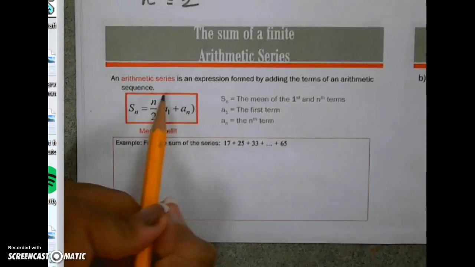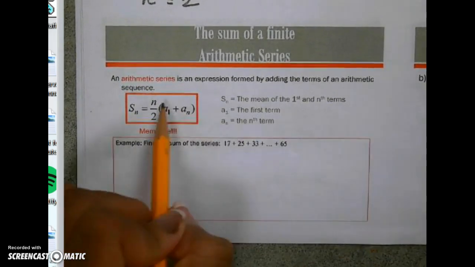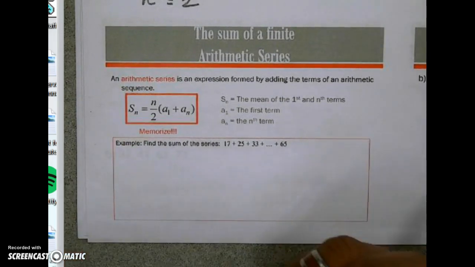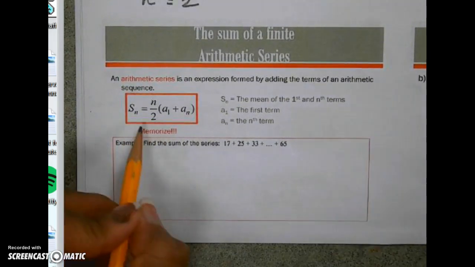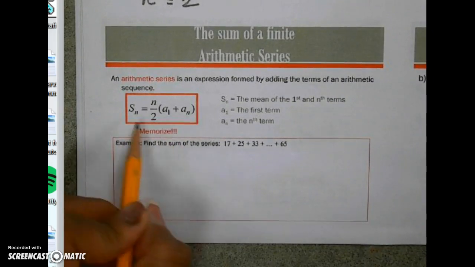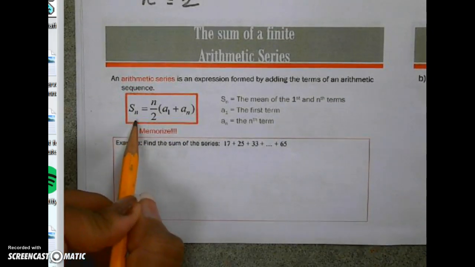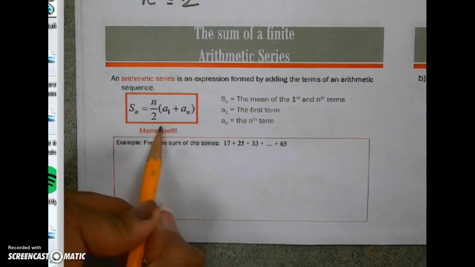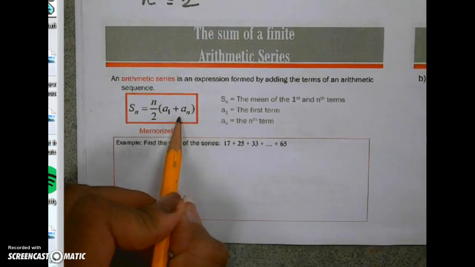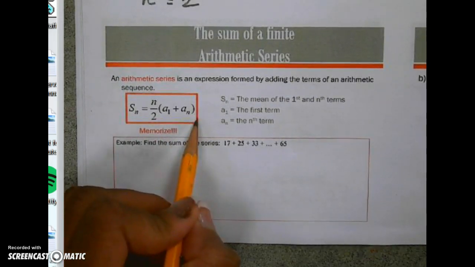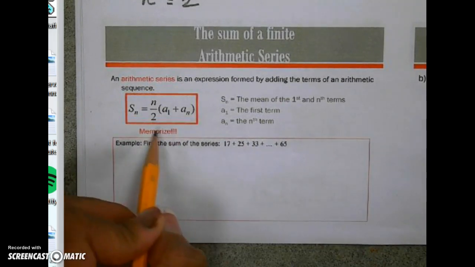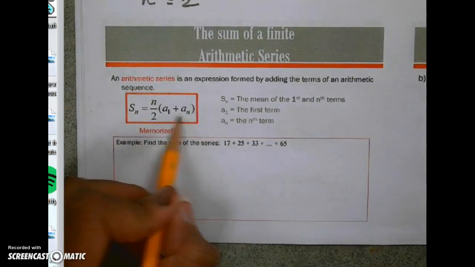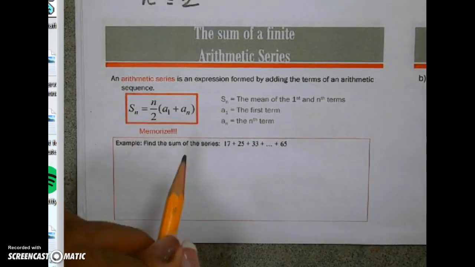An arithmetic series is an expression formed by adding the terms of an arithmetic sequence, which is what we've been talking about. And the sum, so we know summation notation from just a minute ago, but the sum can be found using this formula. The sum of n terms, so the first to the nth, is n, which represents the number of terms, over 2 times a sub 1 plus a sub n. Memorize this formula. It's super duper important. Memorize it. So we know first term, we know nth term. n is the number of terms.